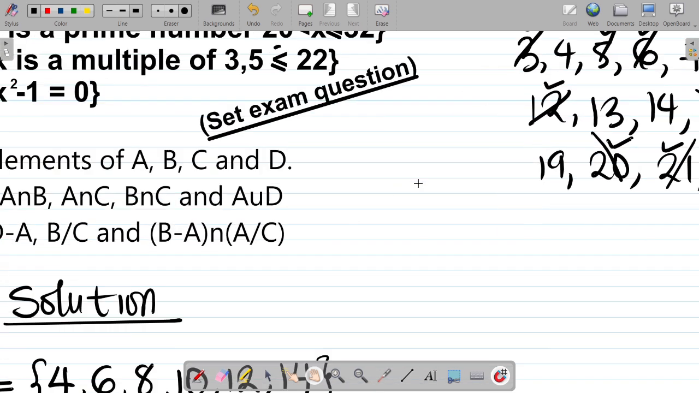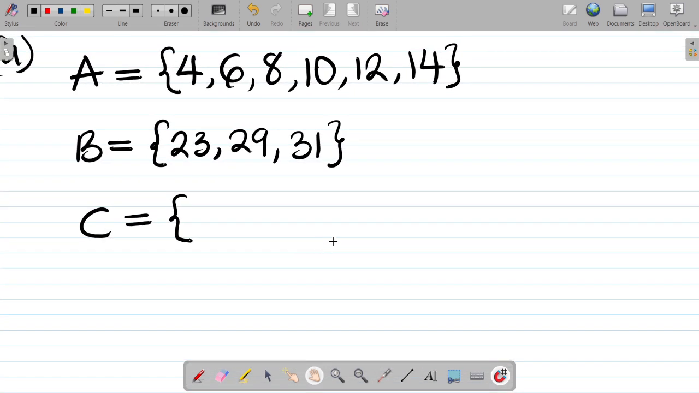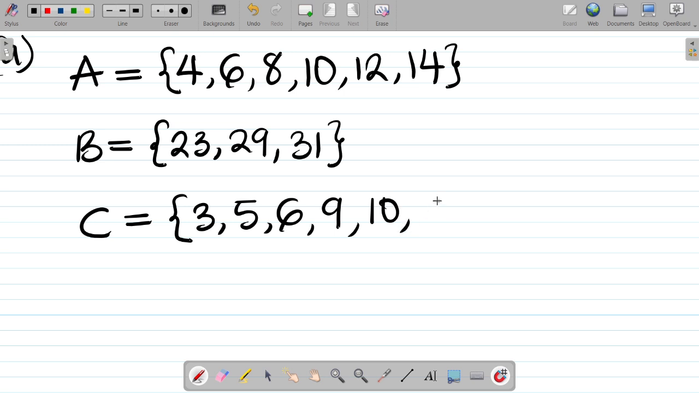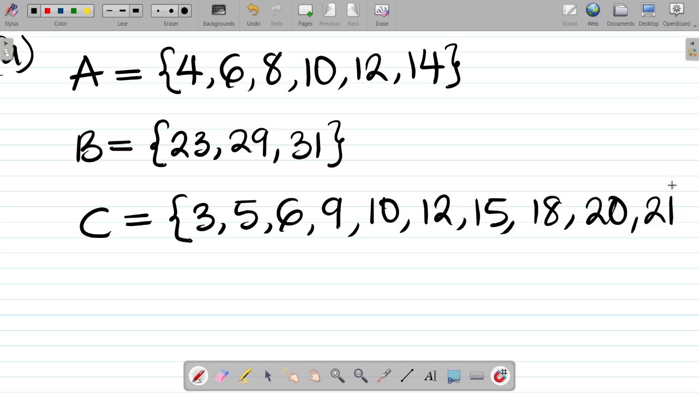All right. So from this, we can see that the elements of C include 3, 5, 6, 9, 10, 12, 15, 18, 20, 21. All right. So these are the elements of set C.